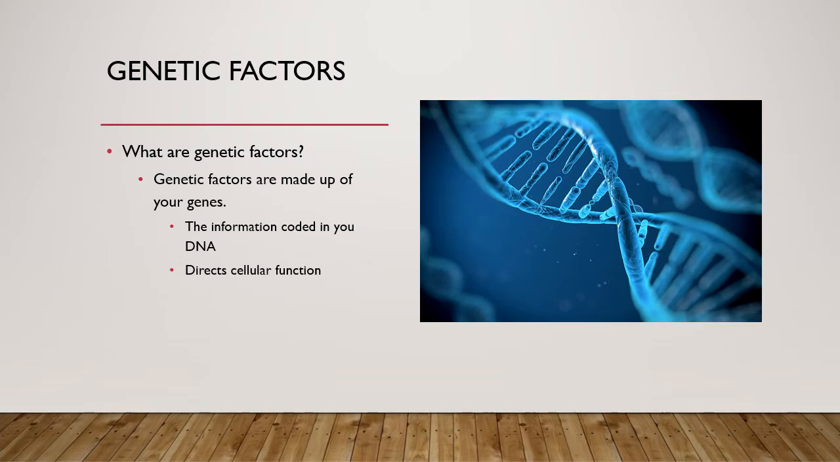So these genetic factors are made up of your genes. Your genes, they're essentially the information that's coded in your DNA. These genetic factors in your DNA, they direct cellular function. So that means they tell the cells in your body what to do, how to do it, when to do it. They really control what's going on at a cellular level in your body. And after all, your body is made up of just tons and tons and tons of cells. So it really affects a lot of things that happen in your body.